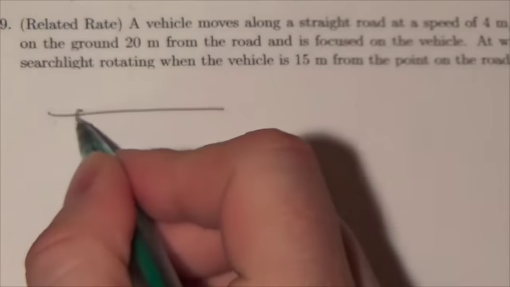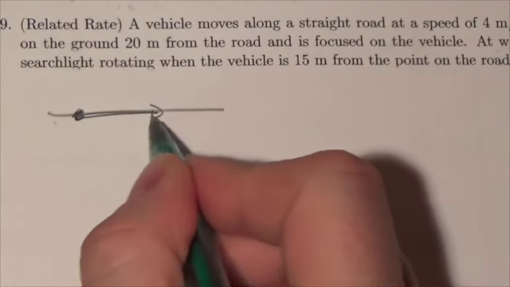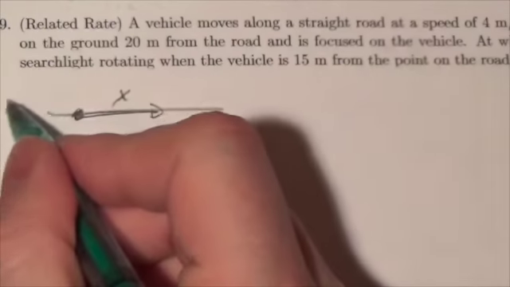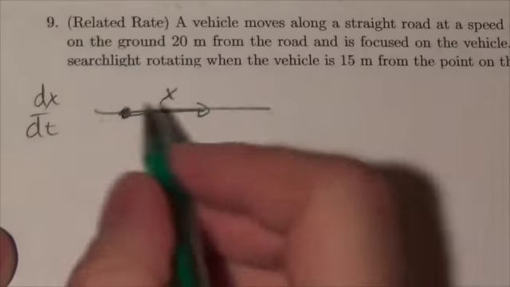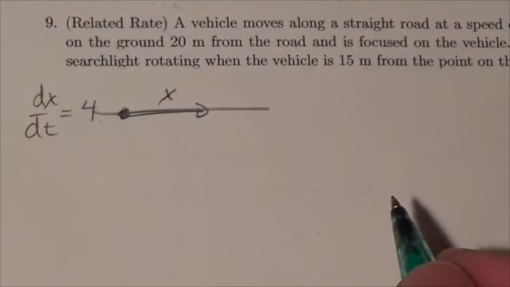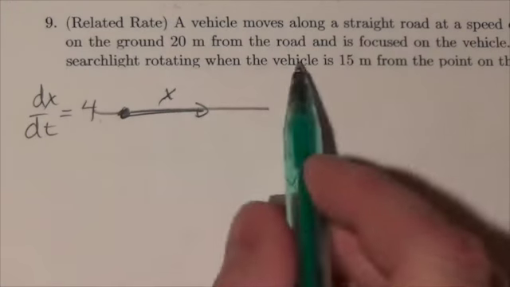So let's just say here's our reference point, and here's the vehicle moving. Let's call that variable x. What we know from this is that dx/dt, at 4 meters per second, is going to equal 4. Then it says a searchlight is located on the ground 20 meters from the road.